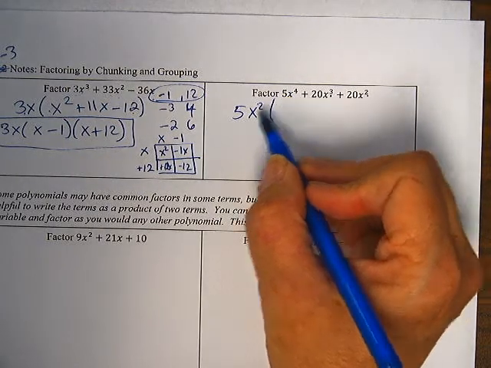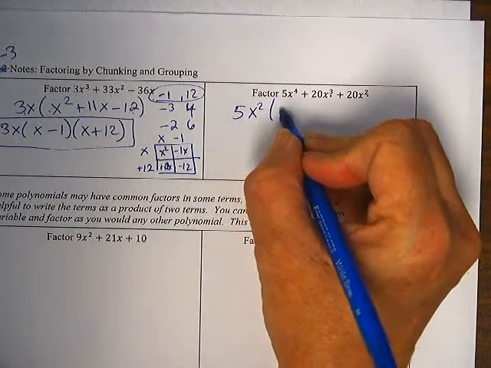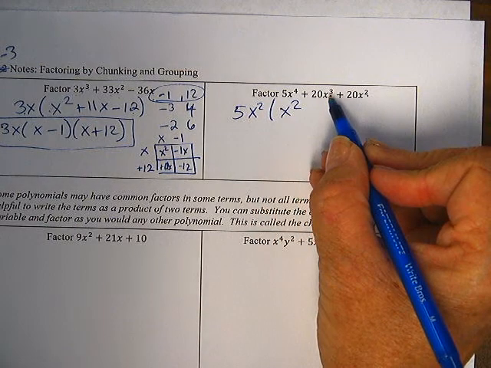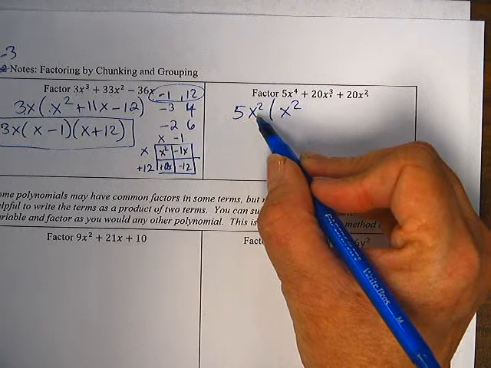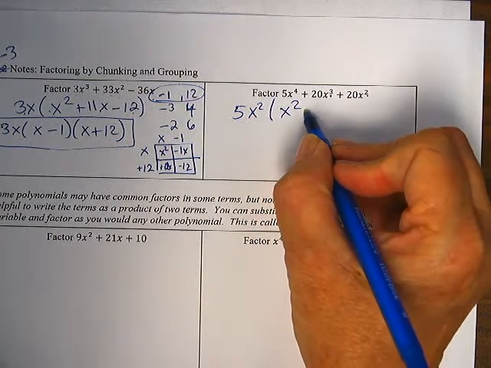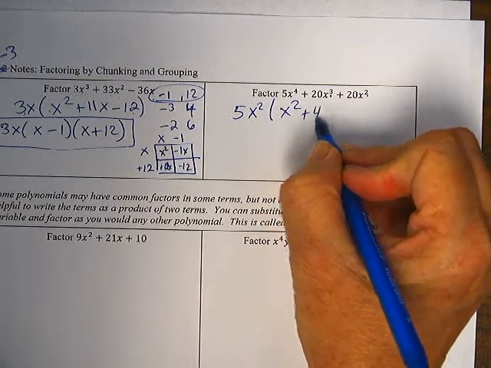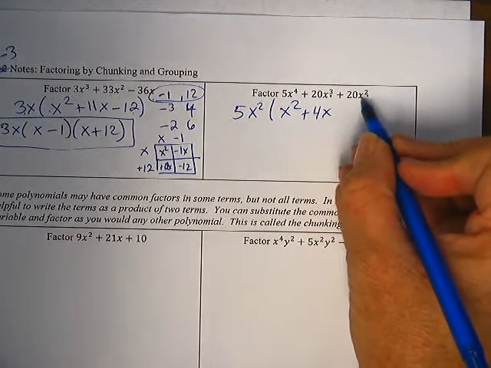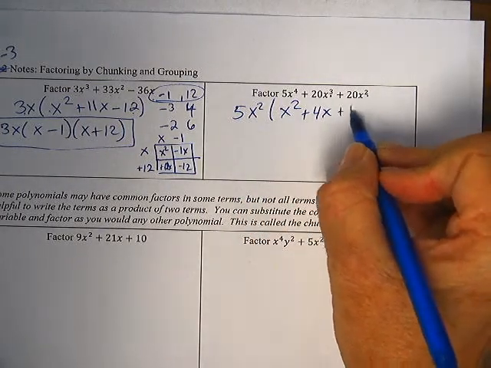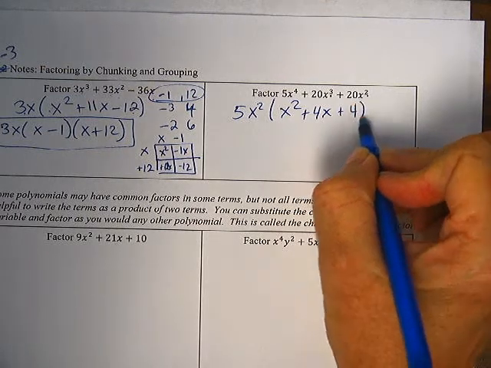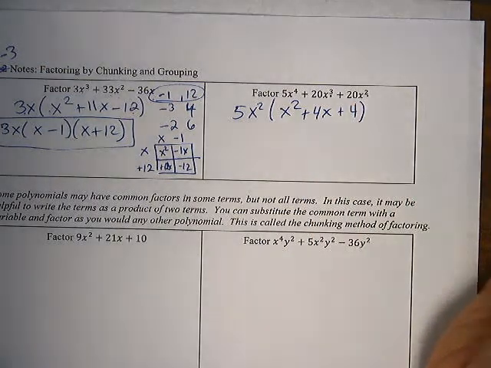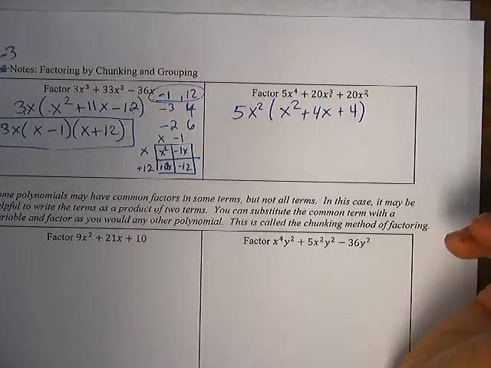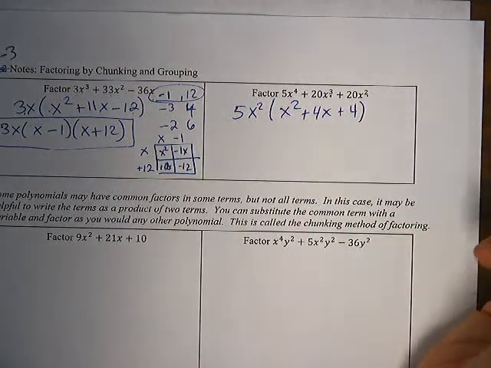5x to the 4th divided by 5x squared will leave me with an x squared. 20x to the 3rd power divided by 5x squared. 20 divided by 5 is 4, and x cubed divided by x squared is x. And 20x squared divided by 5x squared is 4. Okay, and again, we want to look at this quadratic term. Can we factor it any further? We always want to ask that.